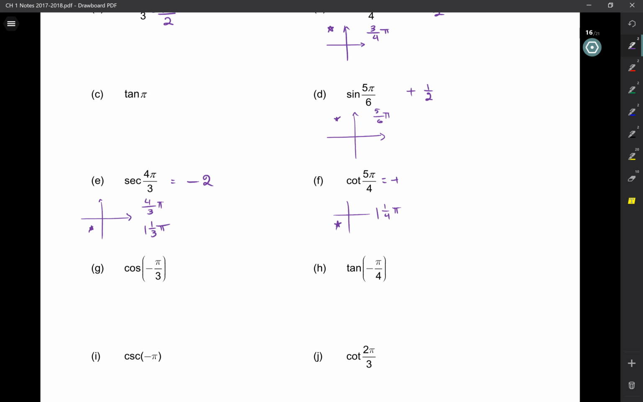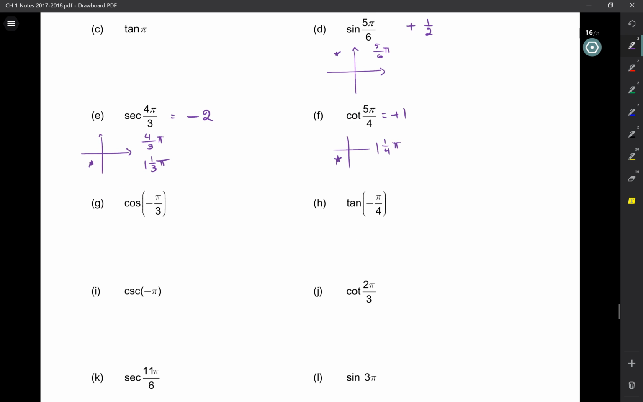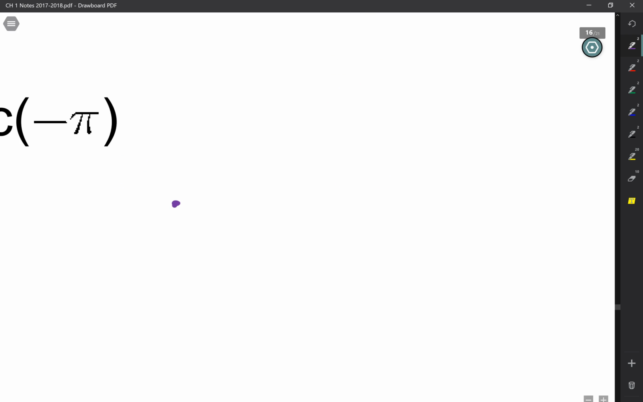Here's a trick question. What's tangent of pi over 4? Also 1. Not a trick question. Okay, while I answer some questions, I want you guys to go and do G and H. How much is cosine of negative pi over 3? I have a 1/2.